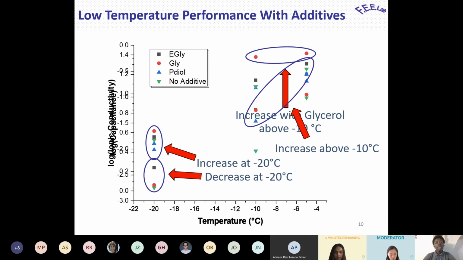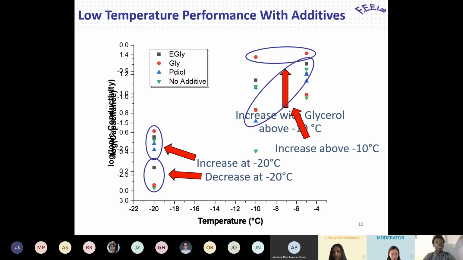So I plotted the capacitance on a logarithmic scale to clearly see the effect of each additive. As we can see, the additives increase capacitance at -20 degrees, but at -10 degrees and up is where glycerol has the increase only. For ionic conductivity, we can see how ethylene glycol and glycerol cause a decrease, but the additives then end up increasing performance above -10 degrees.